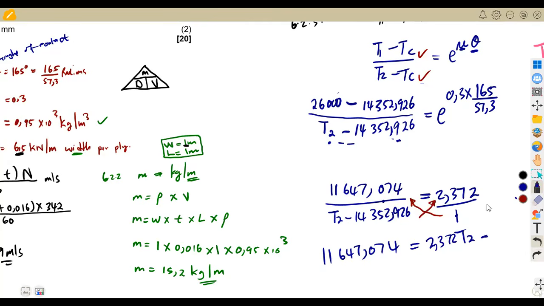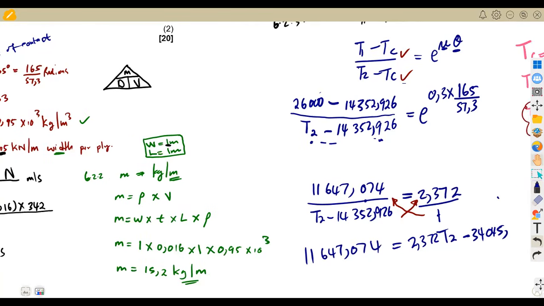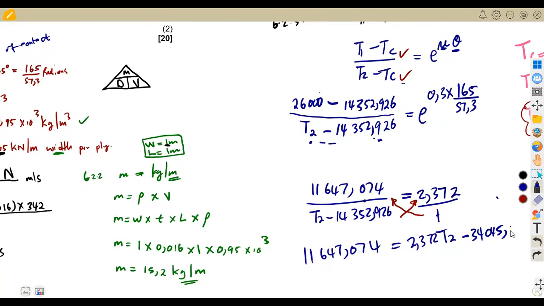So that is going to be a negative 34,045,140.47, and there is a zero which is just going to remain like that. So to find T2, you can transpose the negative value here to the left-hand side so that it can be positive. So here we are going to add this value, and on this side we are going to add the value. So that will be 45,692,214, which is equal to 2.372 T2 in this case.